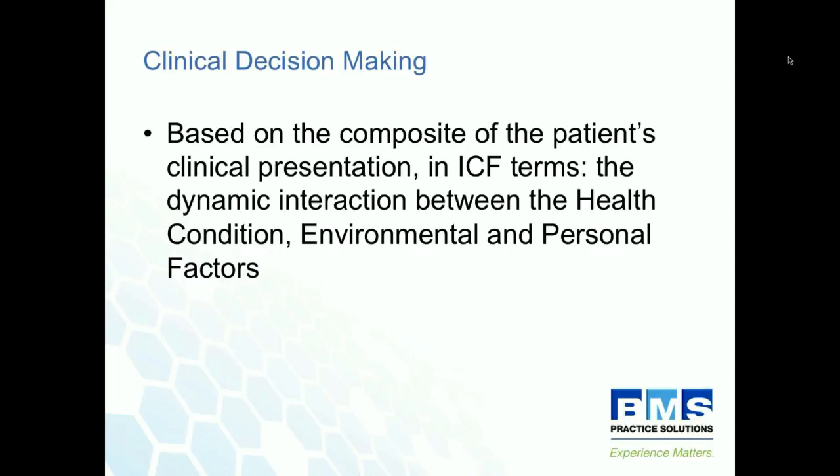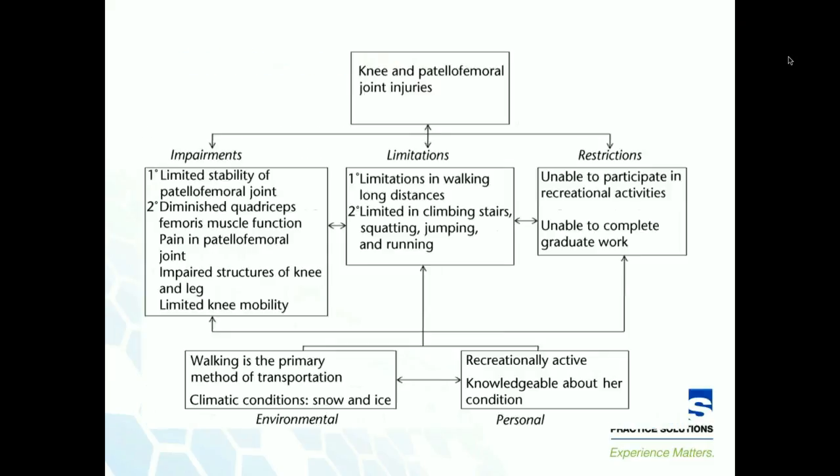So ask yourself the question, how are the environmental and personal factors of this patient going to make this episode of care for this primary condition different from other patients that have that primary condition? So let's look at a patient example, and maybe this will help you understand how to think about this idea of the interacting play between the various aspects of the patient.